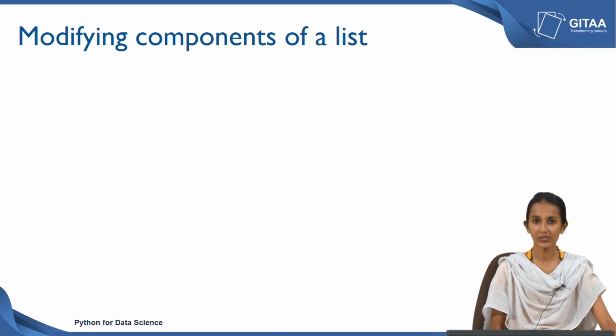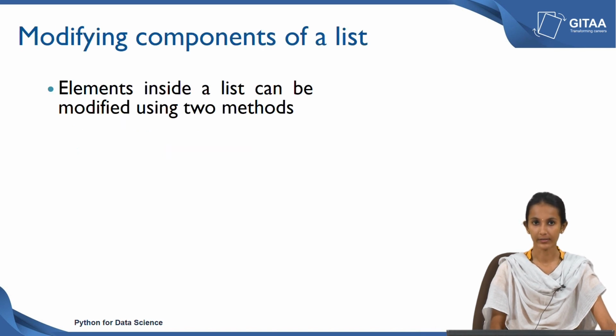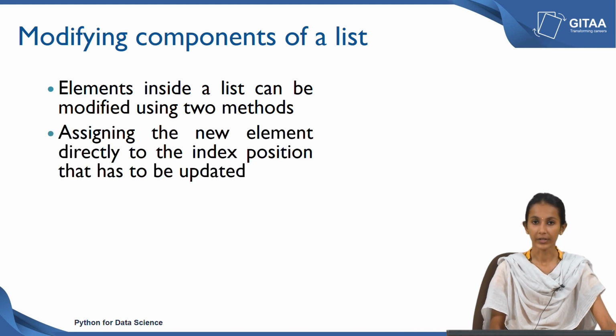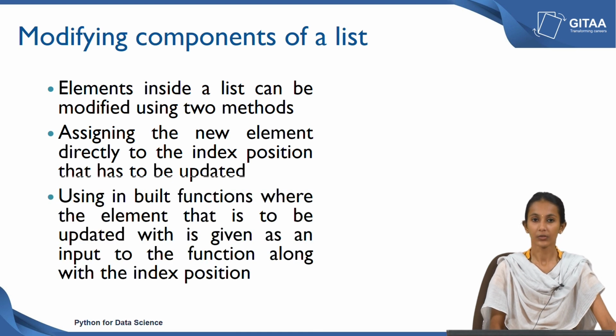So, first one is modifying components of a list. Elements inside a list can be modified using two methods. The first method is we can assign the new element value based on the index position. The second one is using the inbuilt functions. So, we can give an input to the function along with the index value.